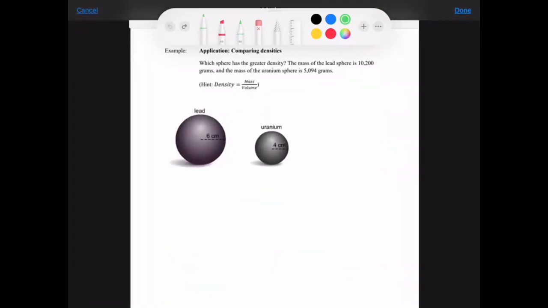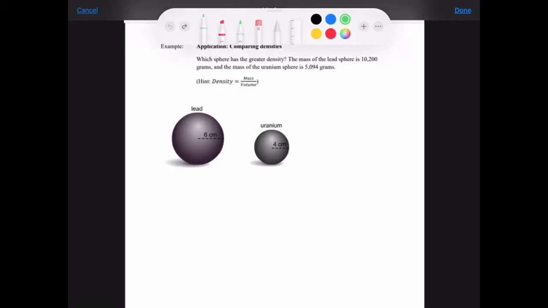Okay, so this example is a little different. It's talking about comparing densities. This says, which sphere has a greater density? The mass of the lead sphere is 10,200 grams, and the mass of the uranium sphere is 5,094 grams. The hint is that density is mass to volume. Right off the bat, we know that we're using spheres. Automatically, they're proportional. Remember, cubes and spheres are all proportional.